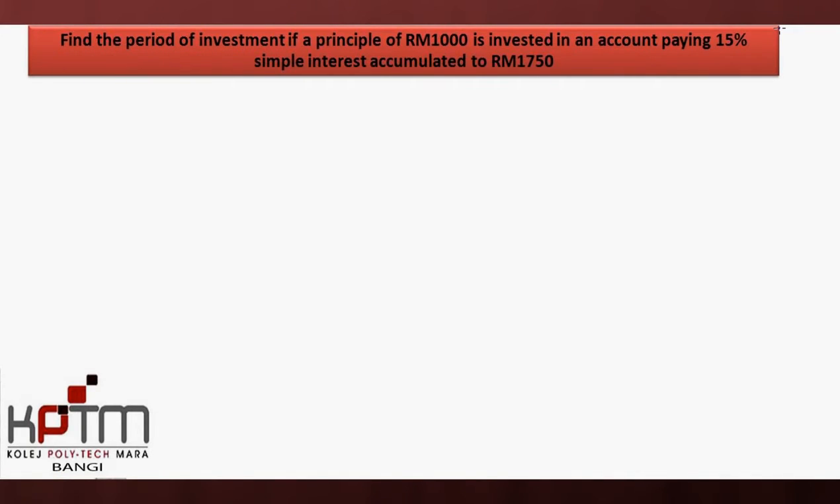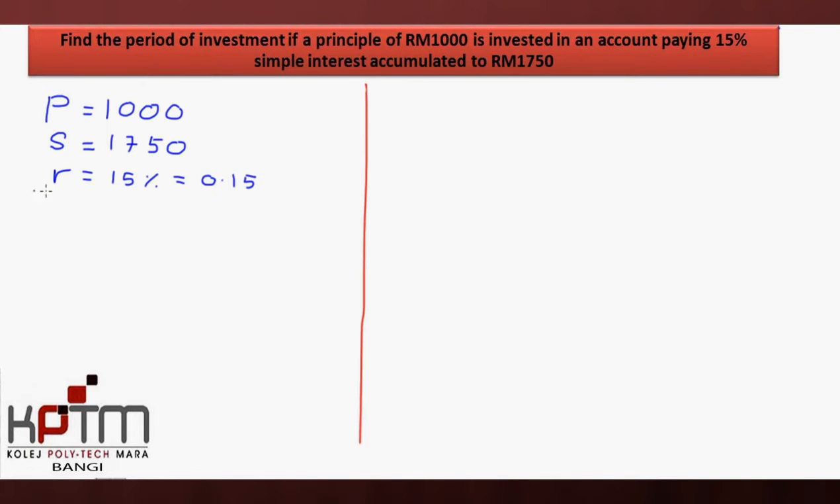This is the sample question for the simple amount formula. The question asks to find time. From the question, we know that our principal P equals 1000. Then our S, from the word accumulated, is 1750. Simple interest rate R is given by 15%, that is 0.15. We will use the simple amount formula S equals P(1 + RT).